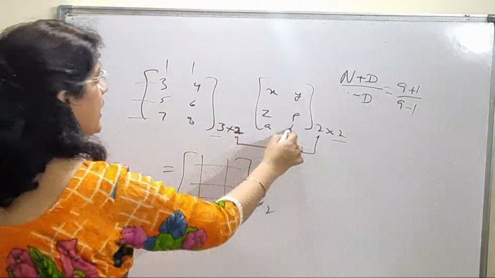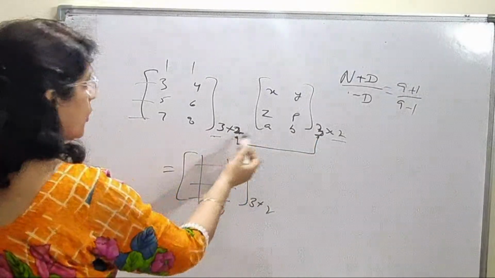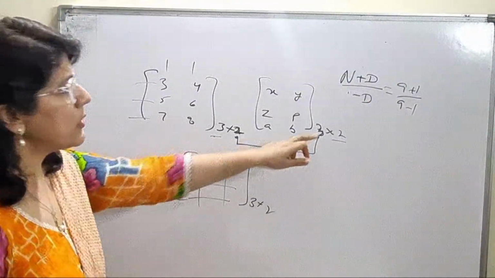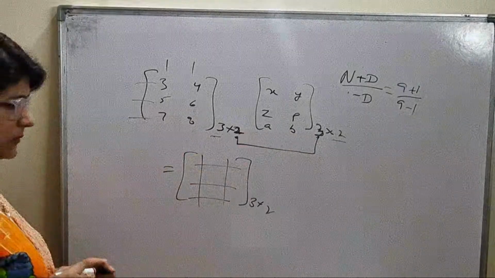If I've added here a, b and the order will become 3 into 2. So 3 into 2, 3 into 2. So now multiplication is not possible because the number of columns of one is not equal to the number of rows in the second one there. So now this multiplication is not possible.